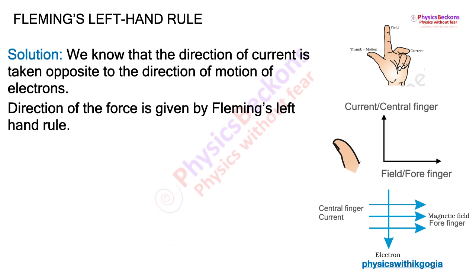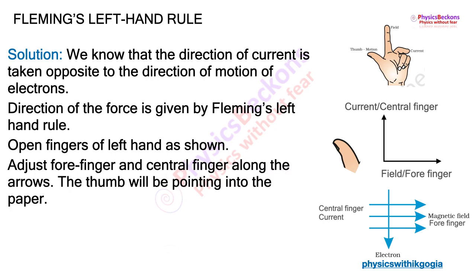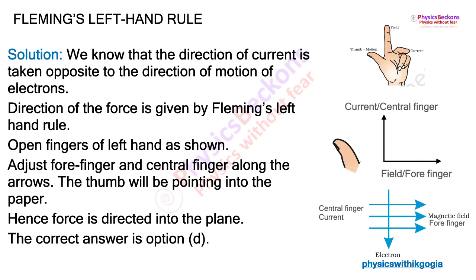Caution, I am repeating, the fingers are not to be bent. You can use rotation of the wrist or you can change the position of the arm without bending the fingers. Adjust the forefinger and the central finger along the arrows. The thumb here will point into the paper, which gives you the direction of force as directed into the plane of the paper, or into the plane of the screen. So the correct option here is option 4, or option D.